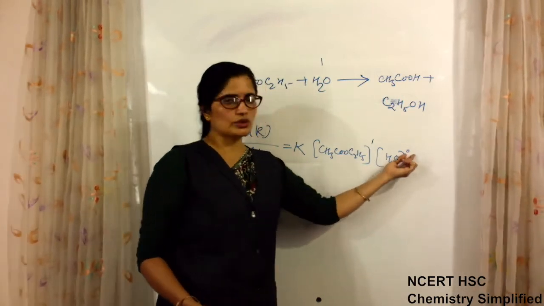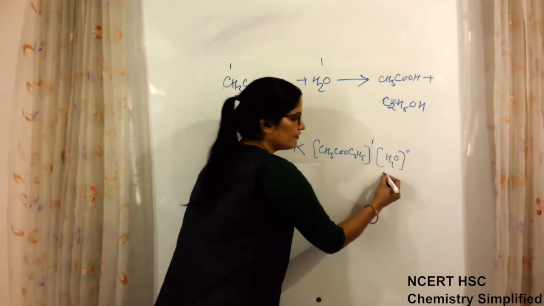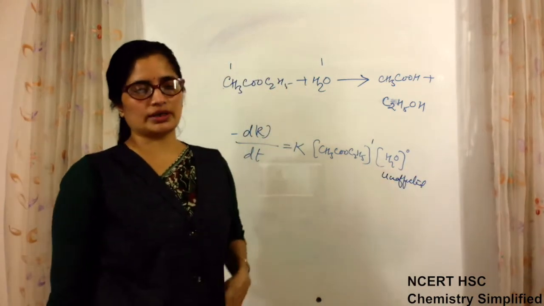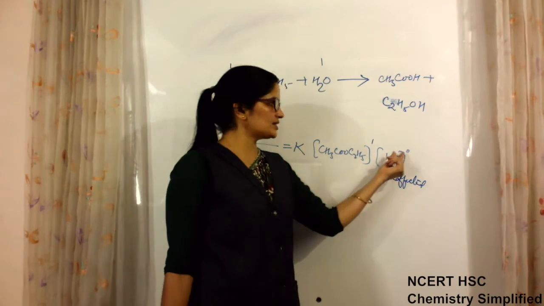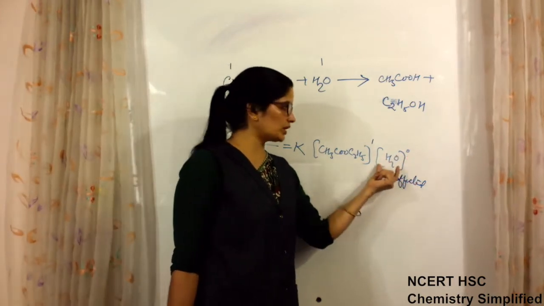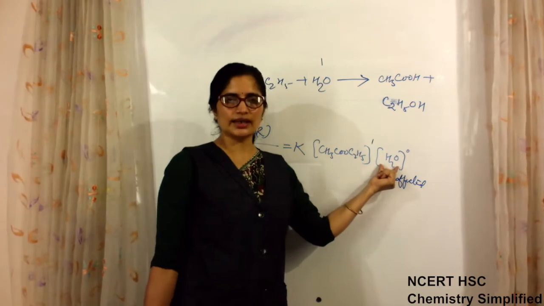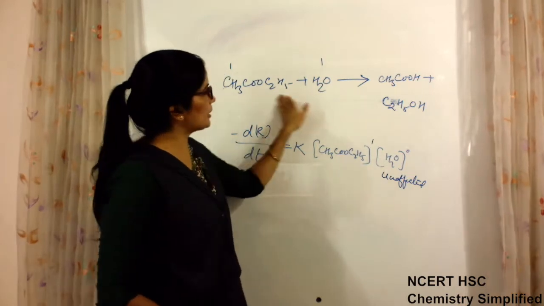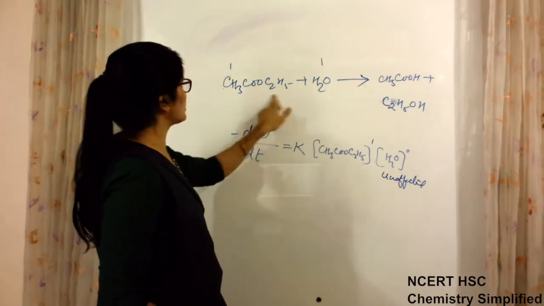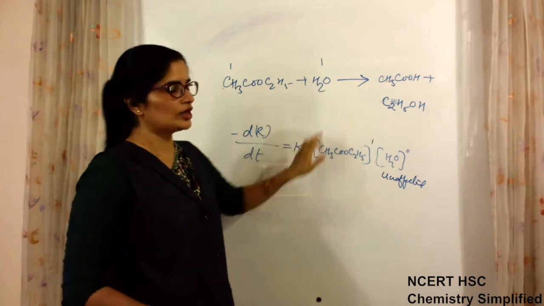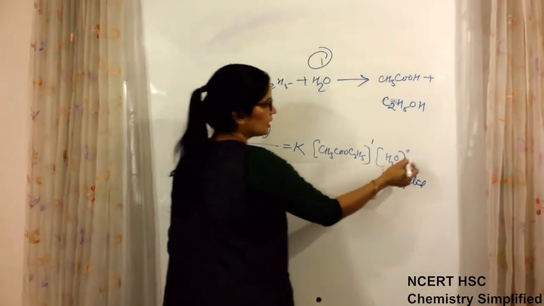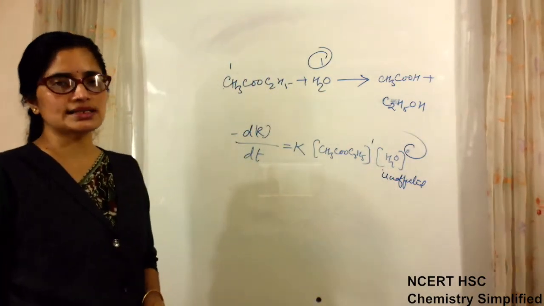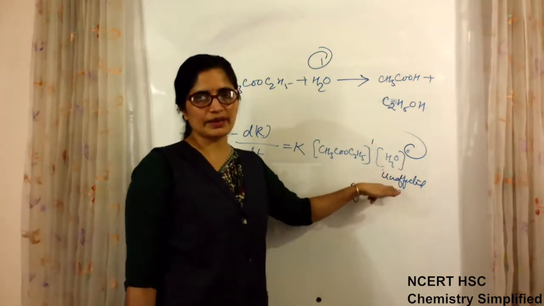H2O is raised to power 0. That means the rate of reaction is unaffected by a change in the concentration of water. If any particular reactant is raised to power 0 in a reaction, that means whatever the concentration of this water in the reaction, it does not affect the rate of reaction. So the rate of reaction in this particular reaction is affected only by the concentration of this and not by this. So the stoichiometric coefficient is 1, but the order of reaction is 0. These two things are different, they are not the same. This is only known by experimentation.